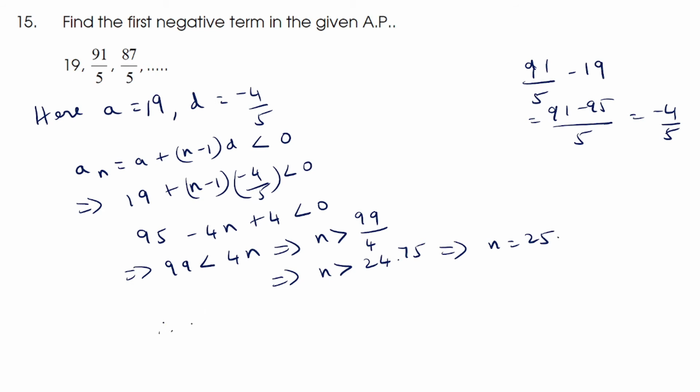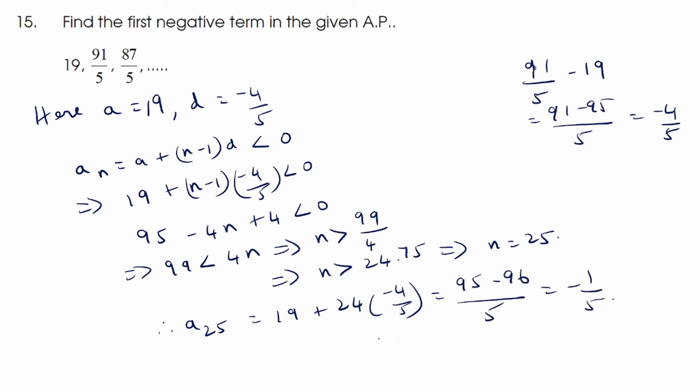So the first negative term is A25. Therefore A25 is equal to 19 plus 24 into minus 4 by 5. So it is equal to (95 minus 96) by 5. It is minus 1 by 5. Therefore the first negative term is minus 1 by 5. So this is the first negative term in this arithmetic progression.